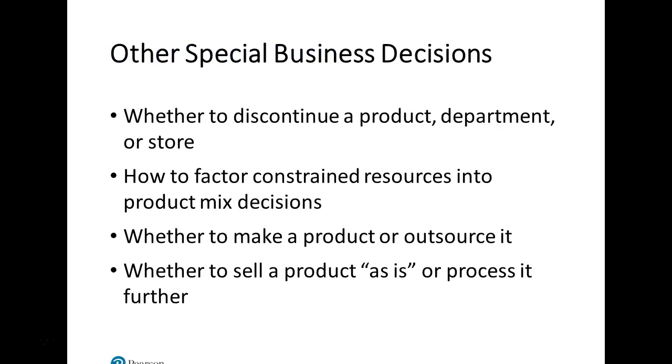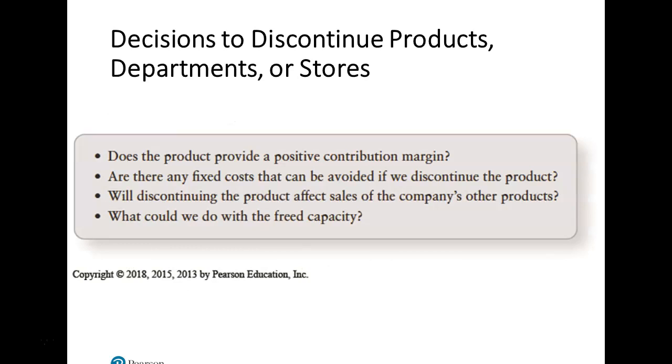What type of things do you need to do in order to make that decision? Well, does the product provide a positive contribution margin? Remember, the contribution margin is the sales price or the revenue minus the variable cost. Okay, so the difference between those two numbers. If it's positive, are there any fixed costs that can be avoided if you continue?